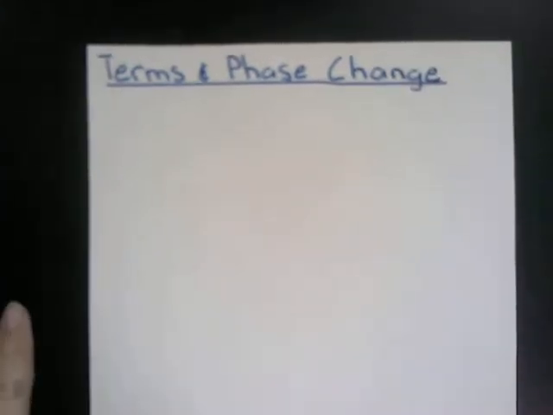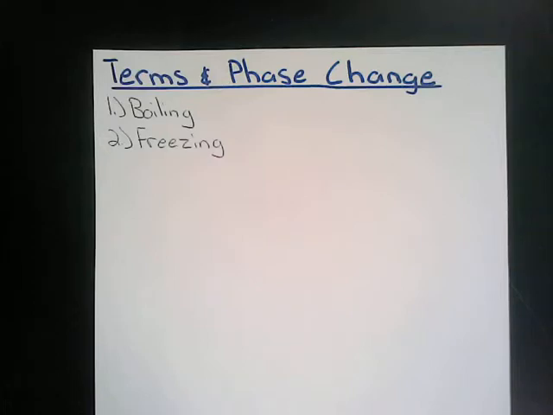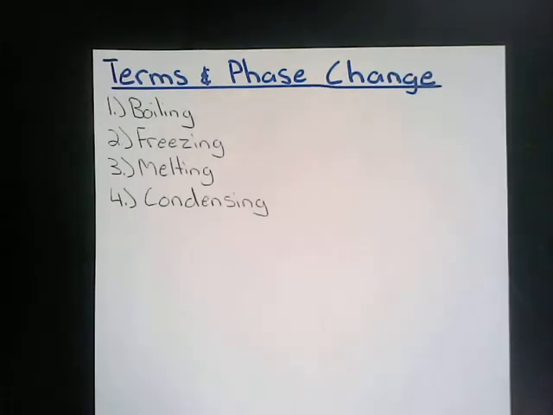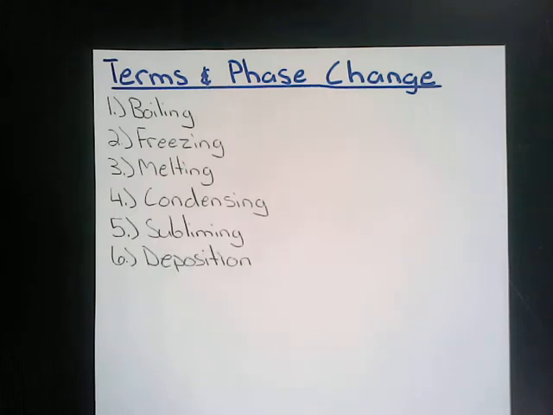So, our terms that are associated with phase change include things such as boiling, freezing, melting, condensing, subliming, and deposition. Now, it's very important to note this, that boiling and melting points are intensive physical properties that may be used to identify an unknown substance.